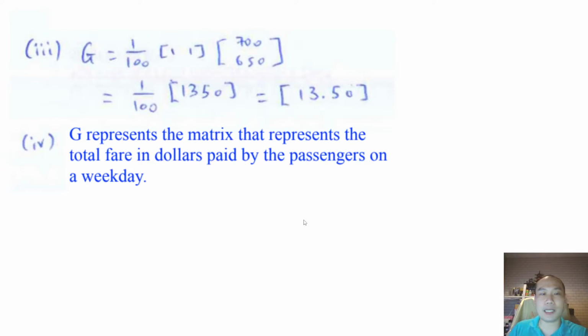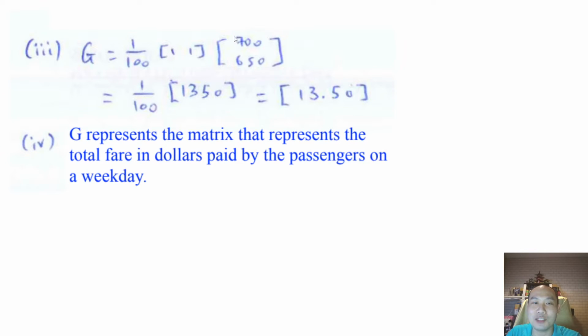Then the next part, there's another matrix G, such that you multiply with 1 over 100. Then you have this interesting thing over here, the 1 by 2 matrix, and it's 1 and 1. So what happens here is when we multiply this, actually it's just addition, right? It's 1 times 700 plus 1 times 650.